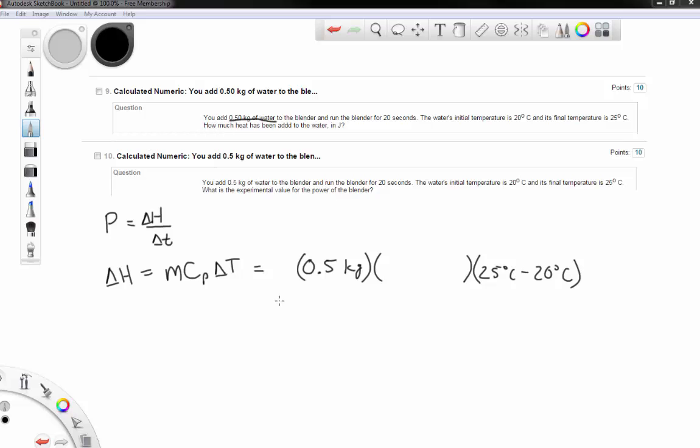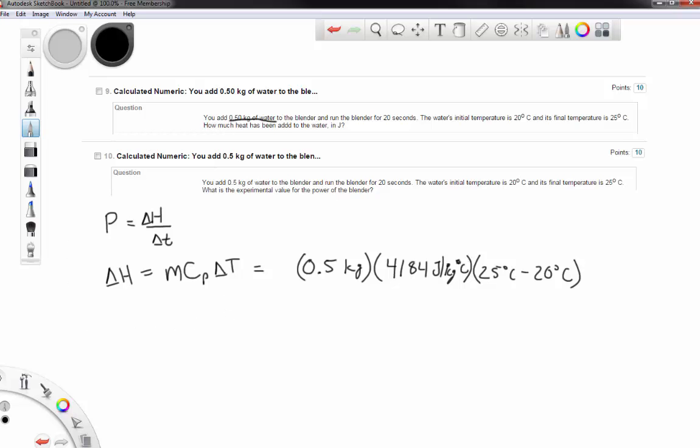So let's put that guy in here. We don't have very many significant figures, so I'll just put 4,180 joules per kilogram degree C. Alright, so now all of our units have matched.